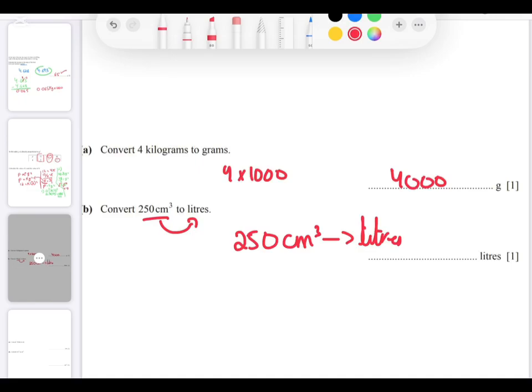This means we have to convert into liters, so we need to divide it by 1000. So 250 divided by 1000 will give us 0.25 liter. That's it. Simple question.